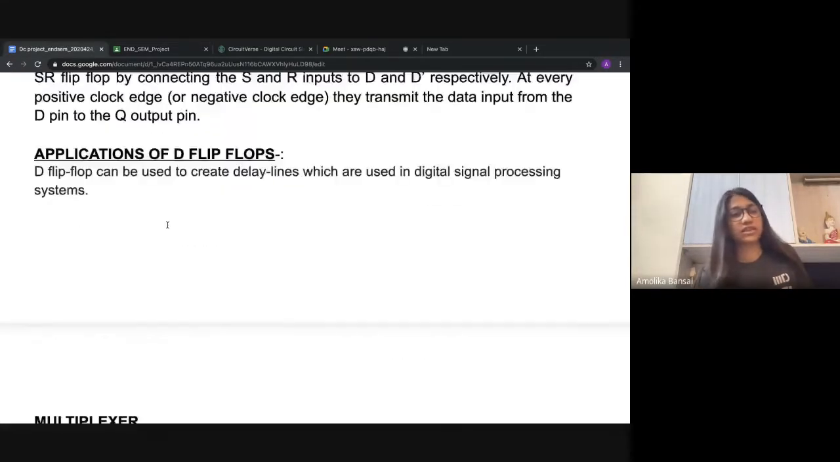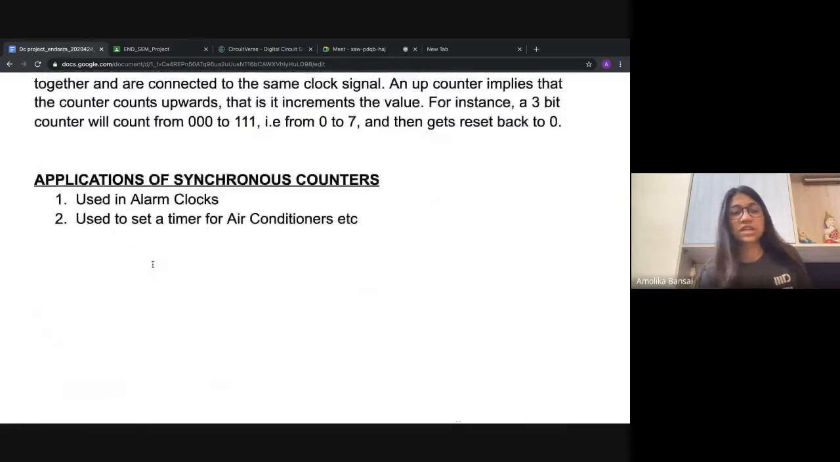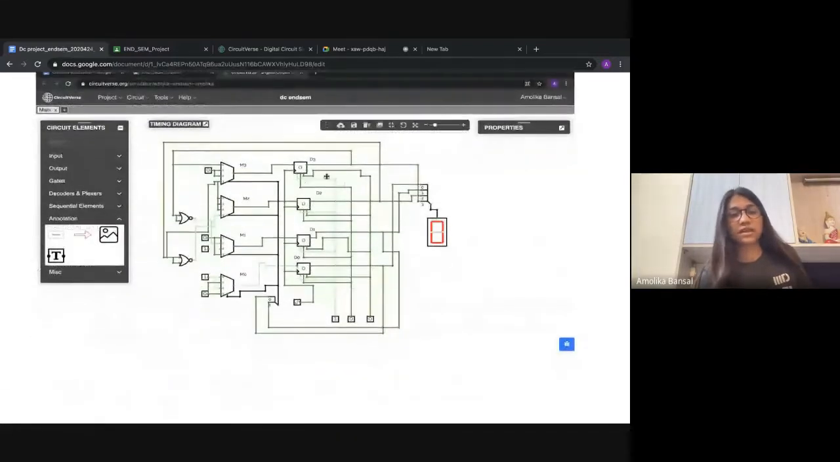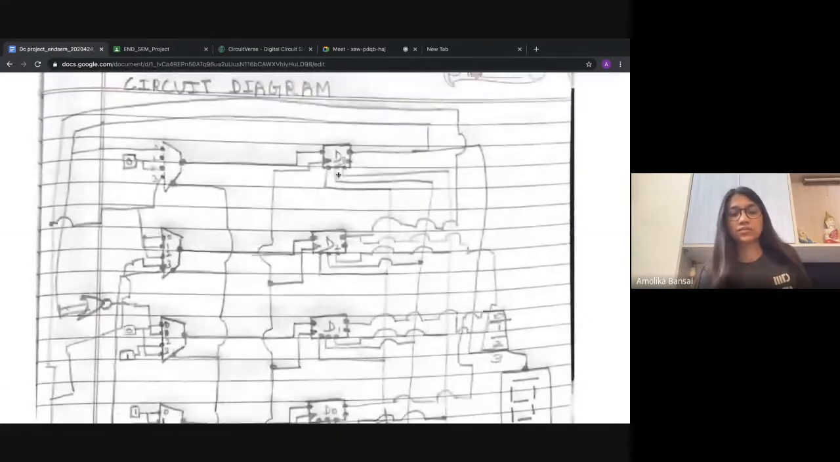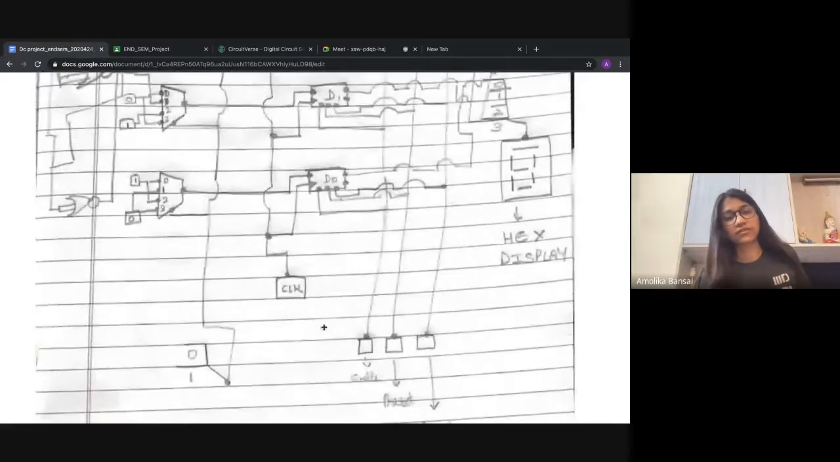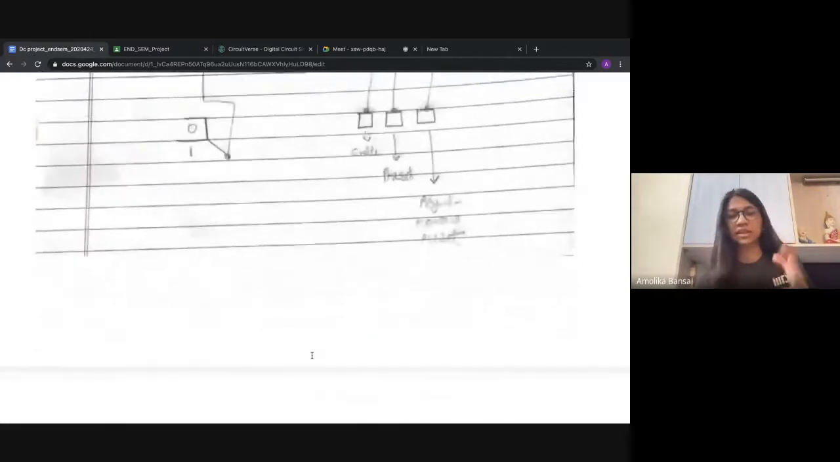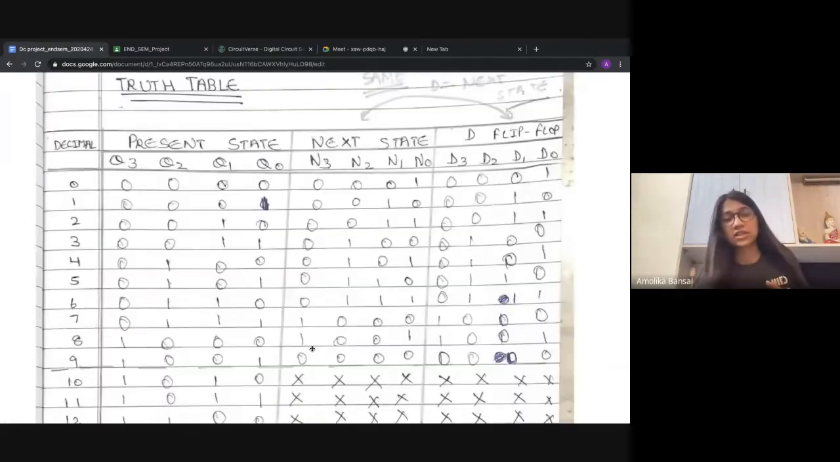So this is my file where I first wrote about some important concepts. Then this is my snapshot of the circuit. So this is my circuit diagram. I first had to pen down the circuit diagram, and then I made the actual circuit on circuit boards. This is my truth table.